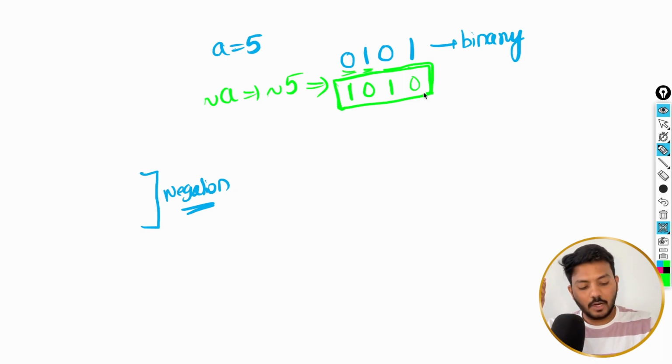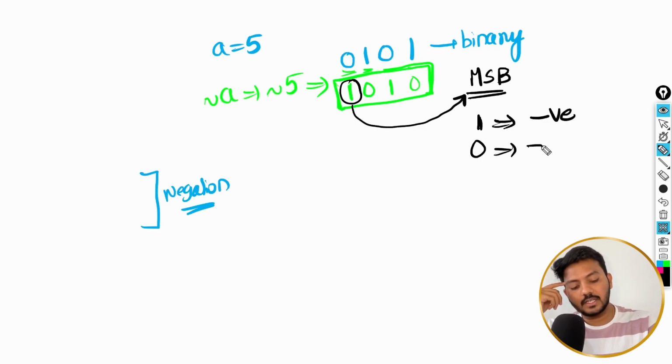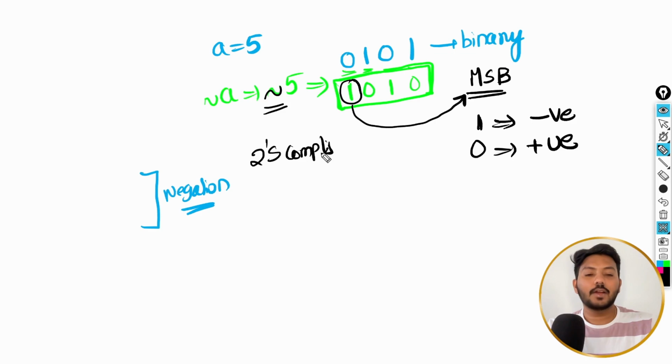Now let's talk about important thing called MSB, most significant bit. The first digit of your bit representation is called as most significant bit. If it is 1, that means the number is negative, and if it is 0, that means the number is positive. Now I have to calculate negation of 5. How do you calculate? You have to technically calculate 2's complement. Okay, now let's understand how to calculate 2's complement. For that, you need to calculate 1's complement.